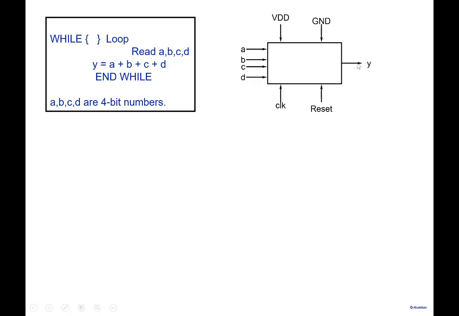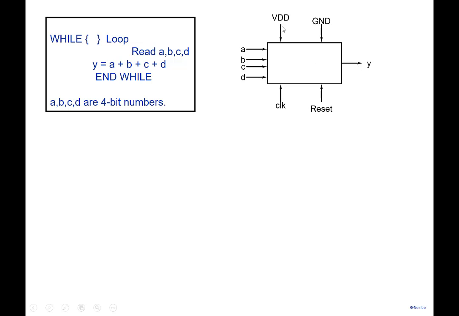The output then, we may have to allocate about 6 bits, because it's addition of 4-bit numbers. So 4 into 4, 16 pins would be required in an IC to input these particular numbers. 16 plus 6 here, which is 22.